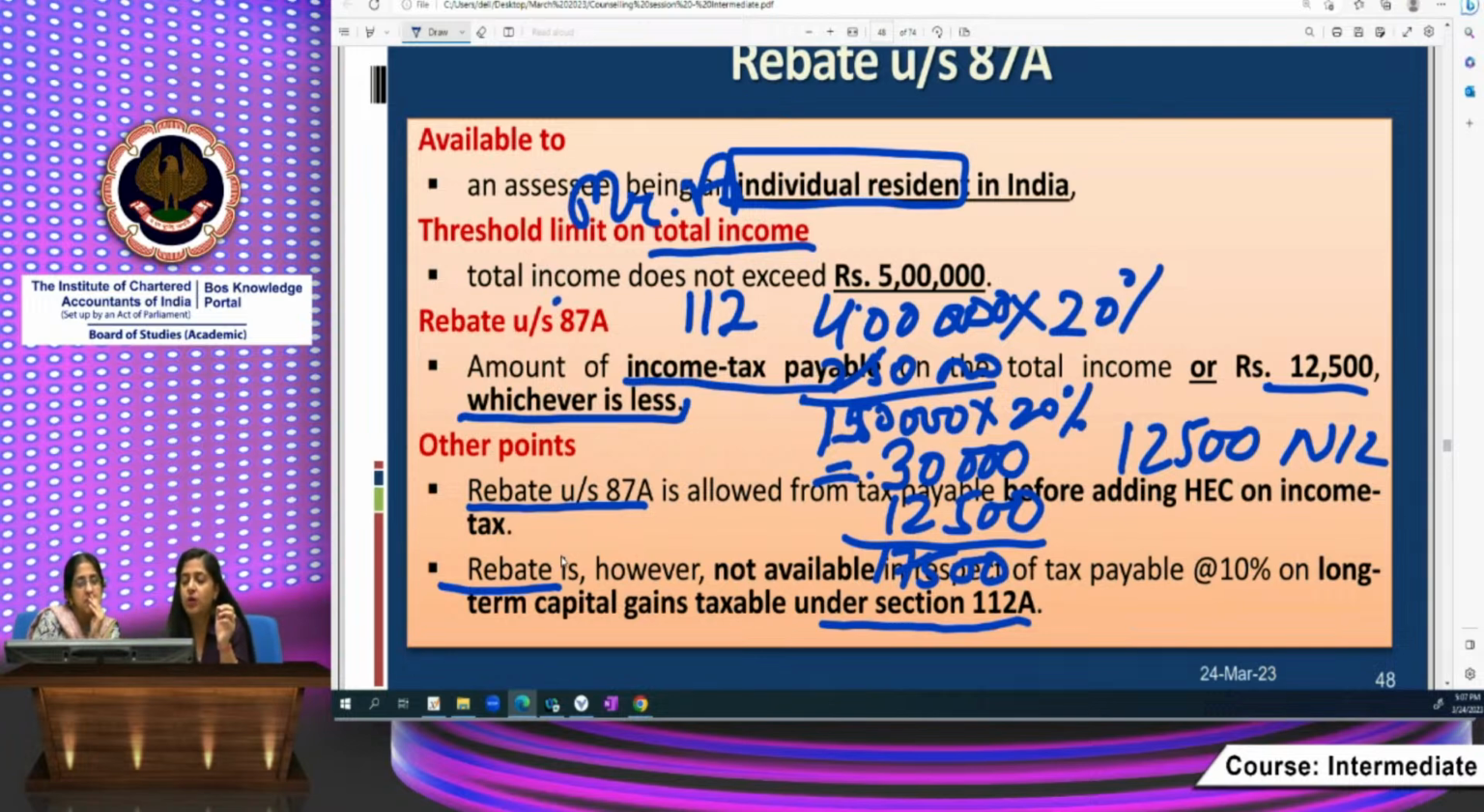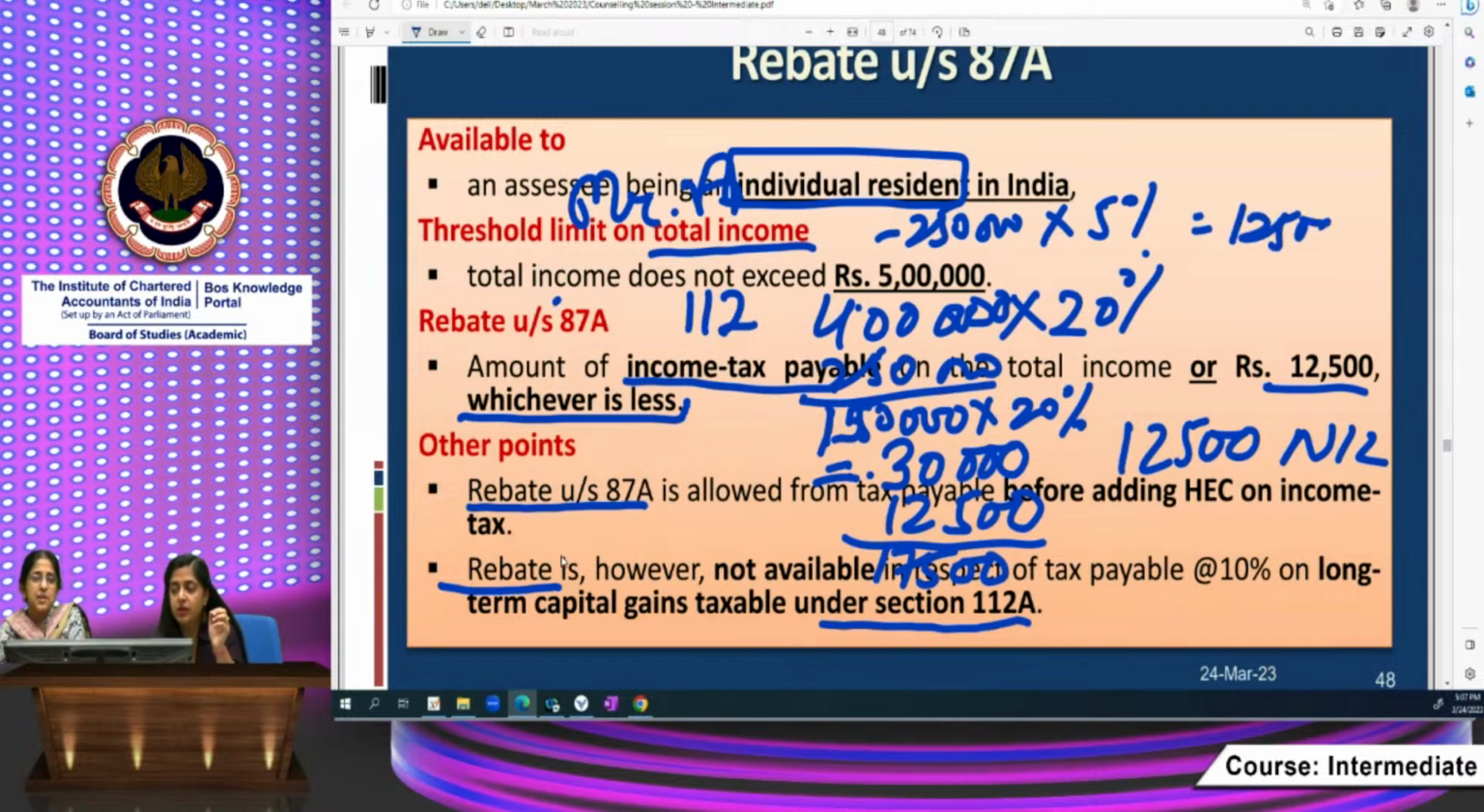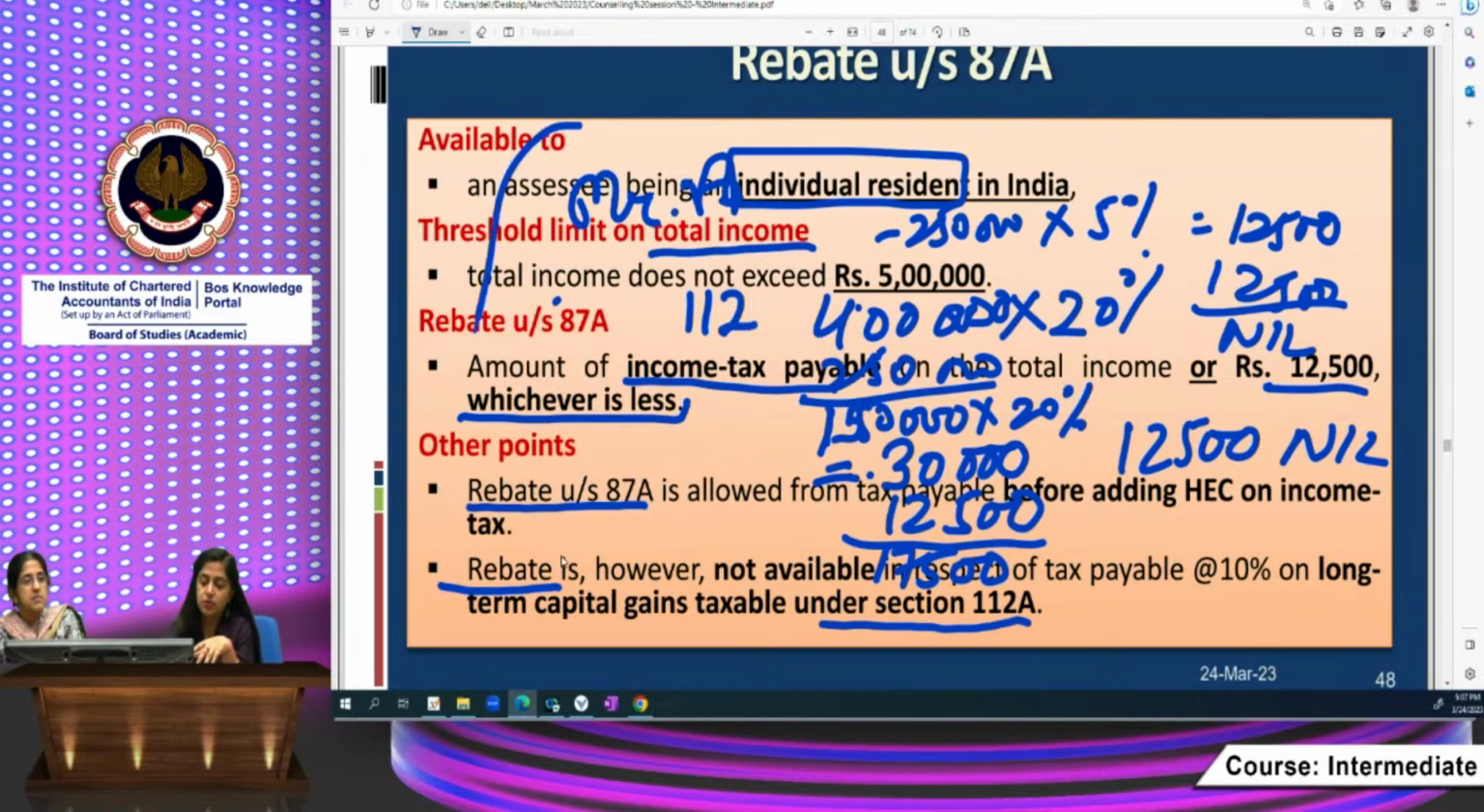In that case, what would happen? On 5 lakh, you adjust the basic exemption limit, then on the remaining you will get 5%. So it's 12,500, and your rebate is also 12,500. There will be no tax liability. But in case of a special rate, you have to compute and then give the 12,500 rebate and HEC on that. It's very important, so keep it in mind in the exam.